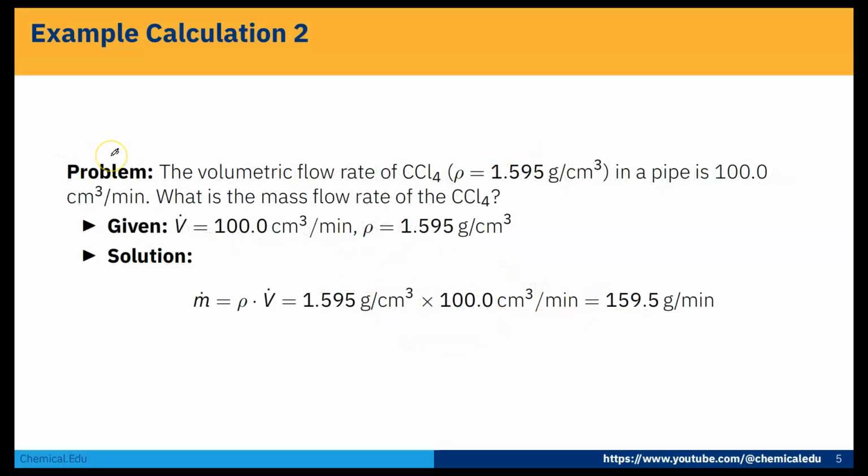Another example: the volumetric flow rate is given, 100 centimeter cube per minute, and the density of CCl4, carbon tetrachloride, is given as 1.595 gram per centimeter cube. What is the mass flow rate of the CCl4? Volumetric flow rate is given, density is given, so mass flow rate is rho into V dot, that is 1.595 gram per centimeter cube into 100 centimeter cube per minute, so mass flow rate will be 159.5 gram per minute.